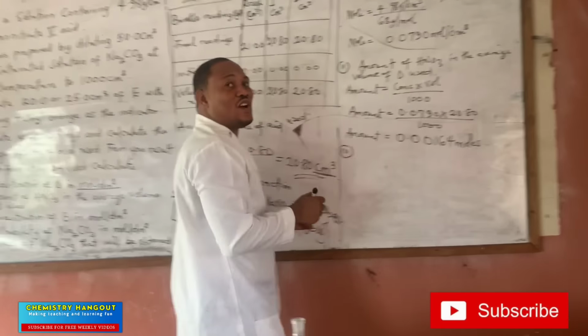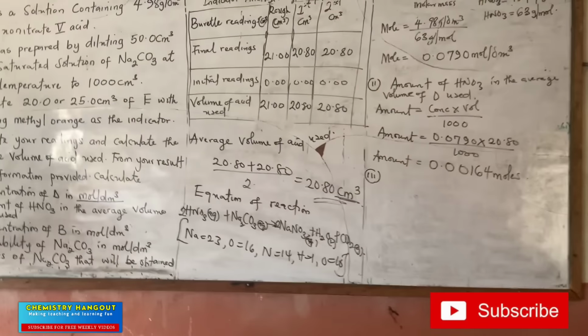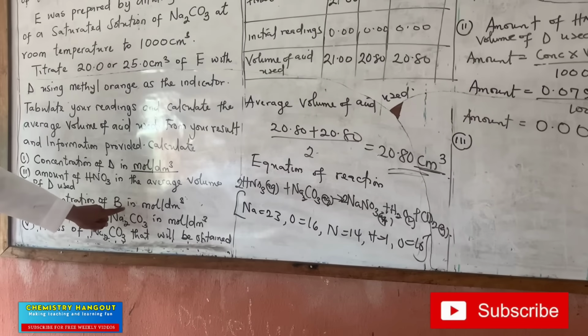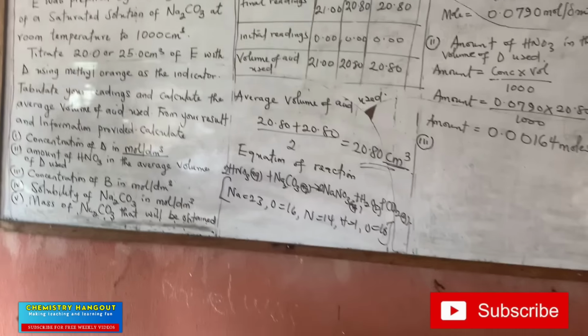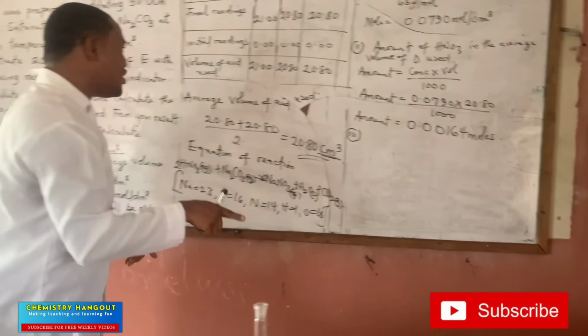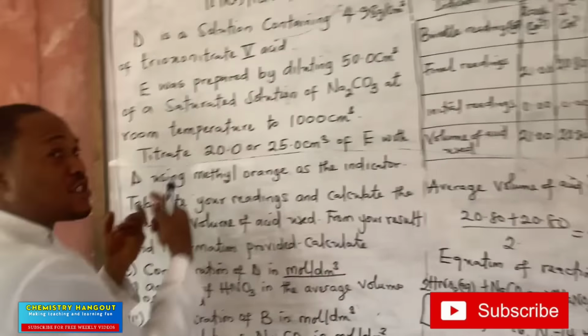If you ask concentration of this in mole per dm³, that's how you go about it. So let's see. 3. Concentration of B in mole per dm³. Can you see that now? Concentration of B in mole. They did not ask you amount. They ask concentration. And if we go to the question, let's come back to the question, and that's where the technical aspect of this question comes from.